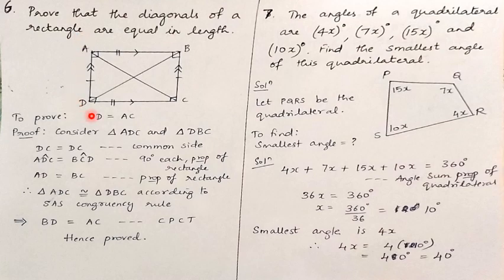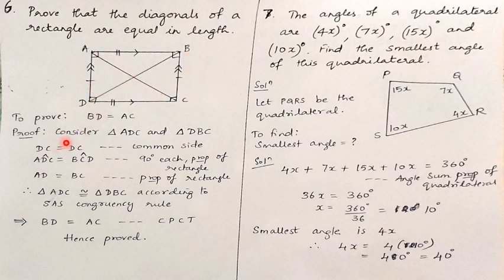So let us draw a rectangle here. ABCD is a rectangle. AC is one diagonal and BD is another diagonal. They are asking you to prove that these two diagonals are equal. Apart from that, you should be knowing the other properties of rectangle, that opposite sides are equal and parallel. Each interior angle measures 90 degree. That is angle A is equal to angle B is equal to angle C is equal to angle D is equal to 90 degree each. All are right angles. Now let us see how to prove BD is equal to AC.